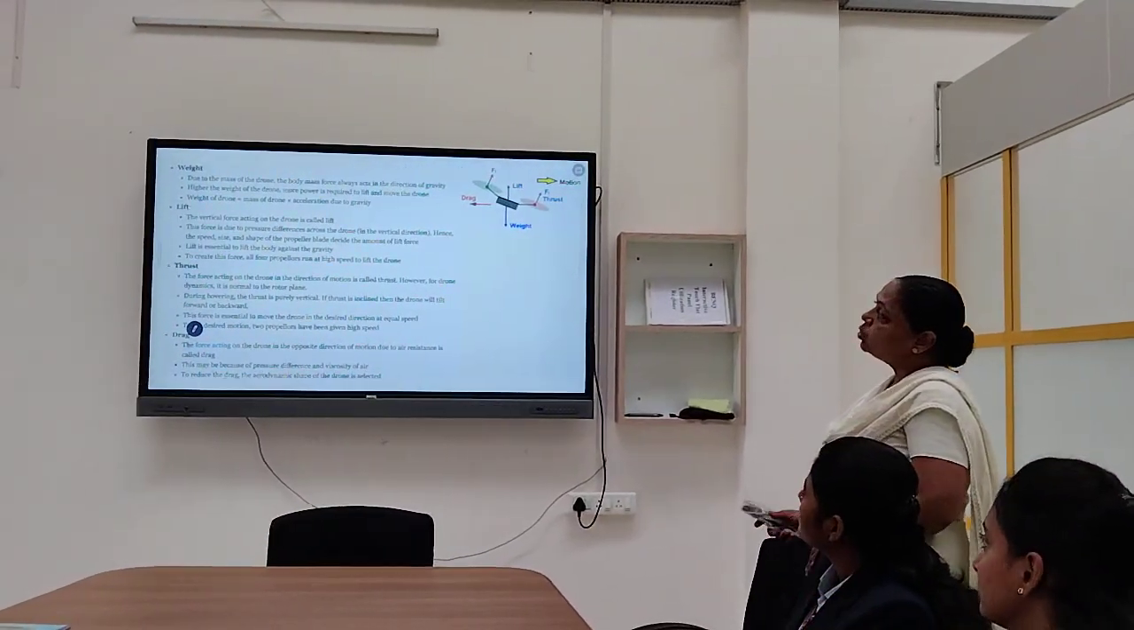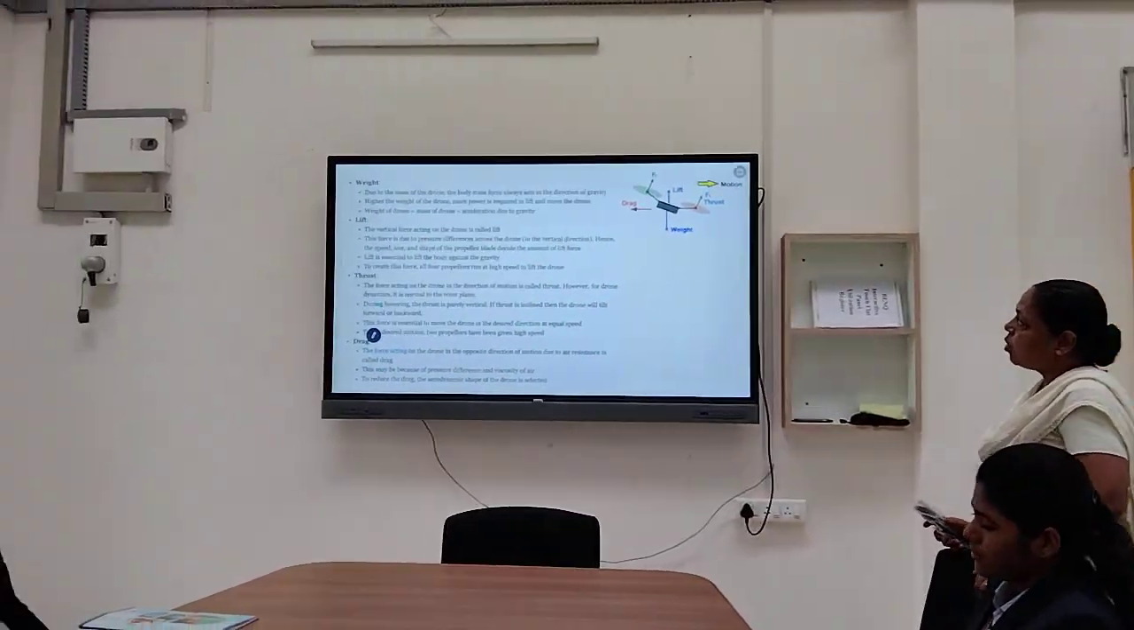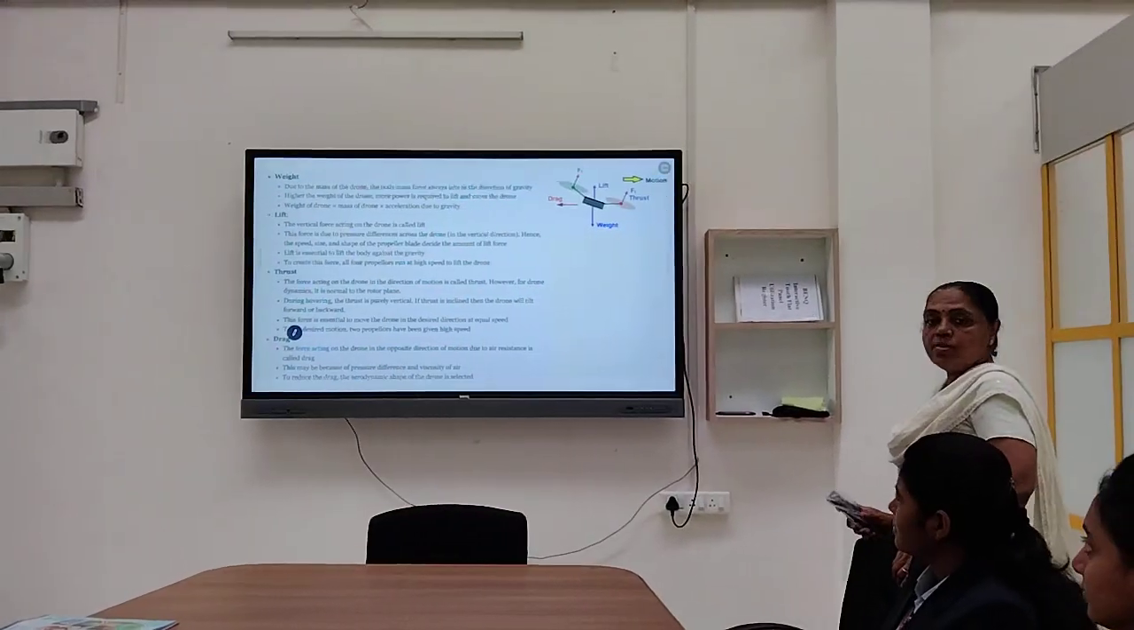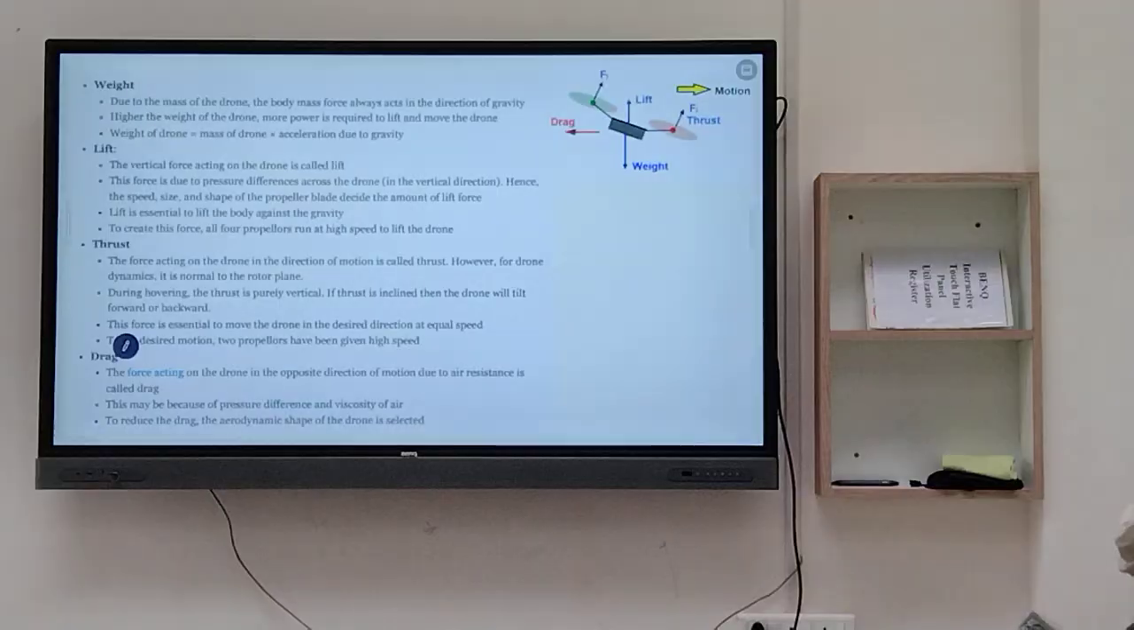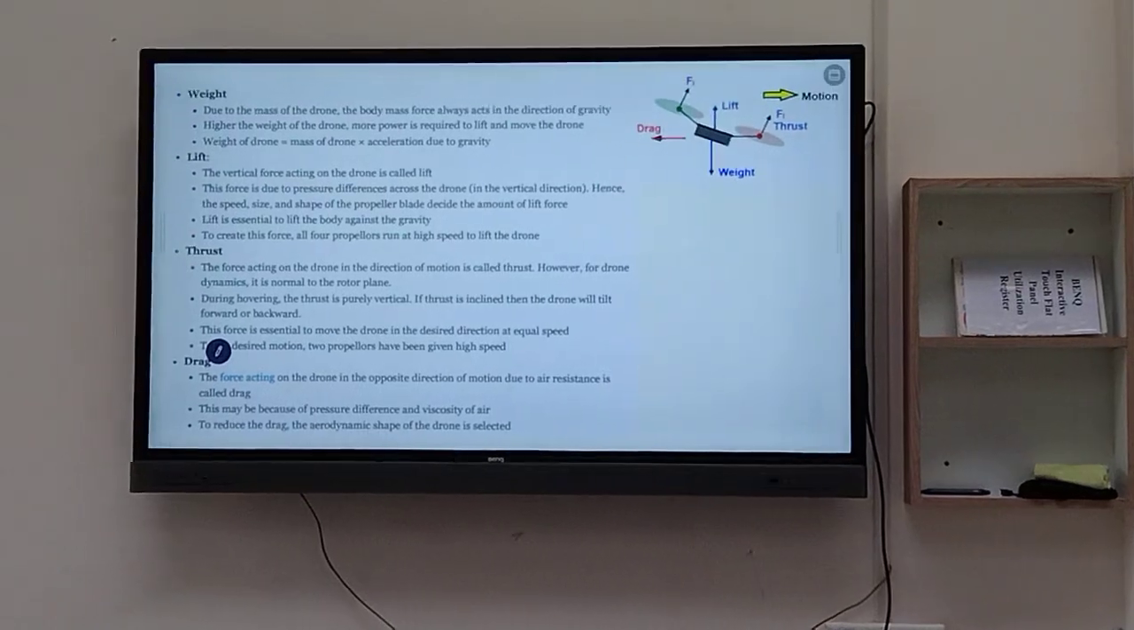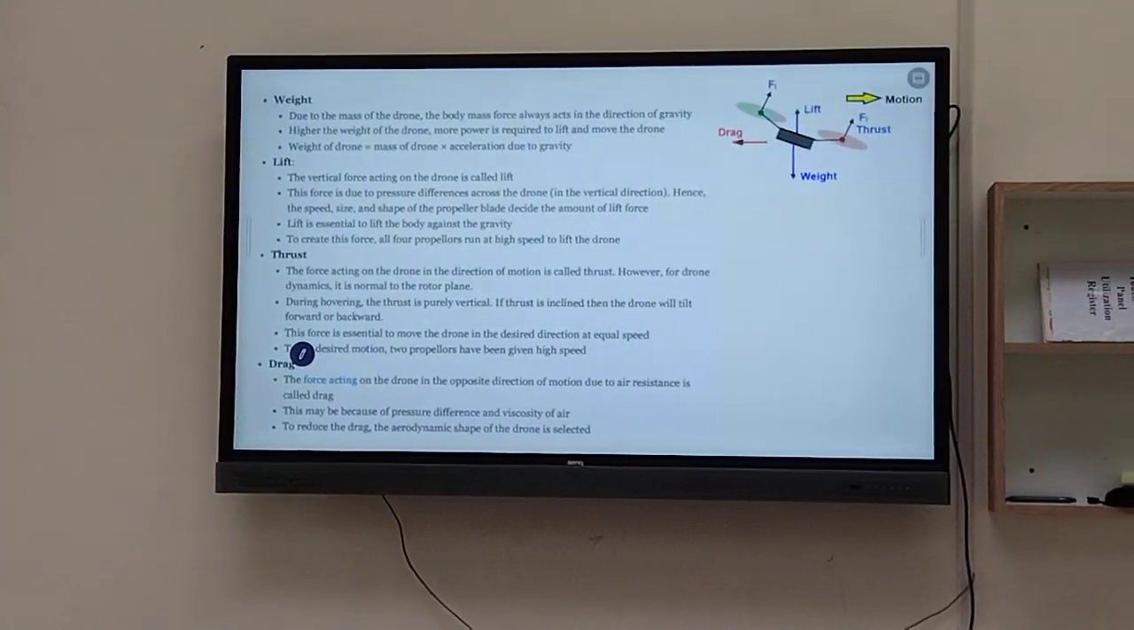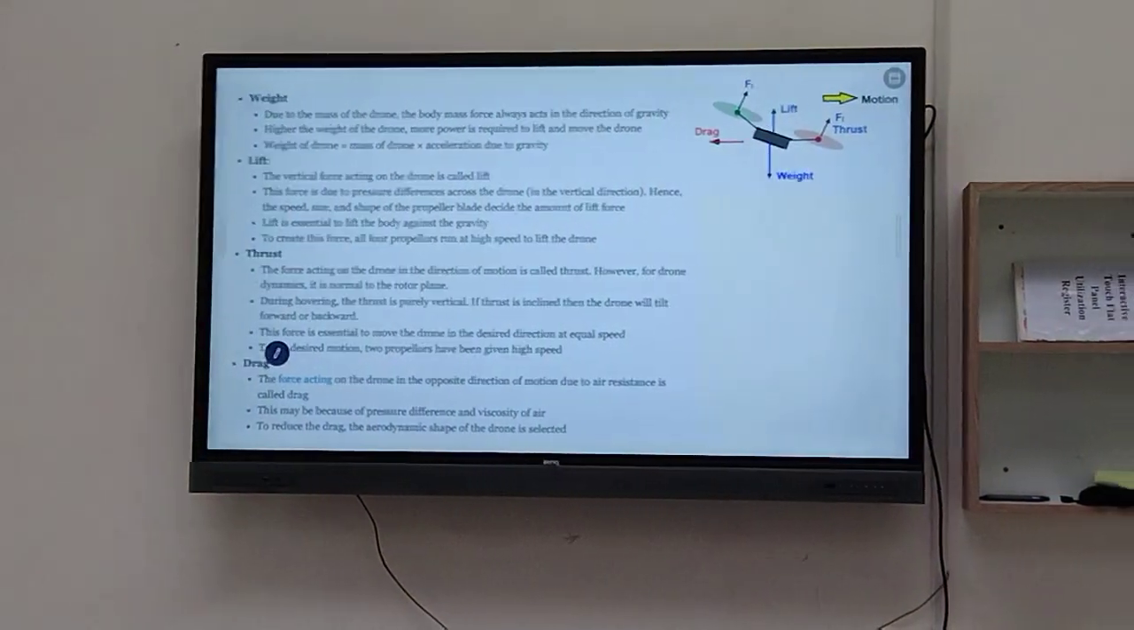What is weight? Due to the mass of the drone, the body mass force always acts in the direction of gravity. Higher the weight of the drone, more power is required to lift and move the drone.